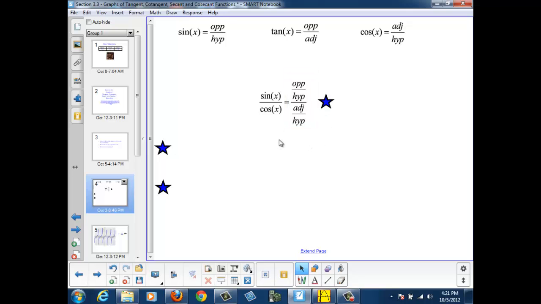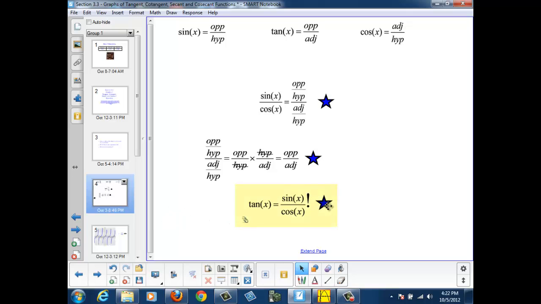If I want to simplify the expression on the right, I remember that dividing by a fraction is the same as multiplying by its reciprocal. So now my relationship is the opposite over hypotenuse times the hypotenuse over the adjacent. If I cancel out my hypotenuse, I'm left with opposite over adjacent, which is my relationship for tangent. So I can say that the tangent of x is the same as the sine of x divided by the cosine of x for any value of x.